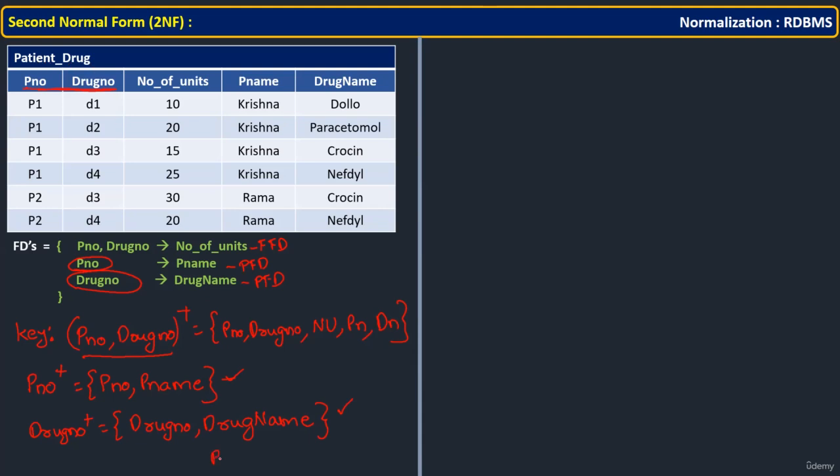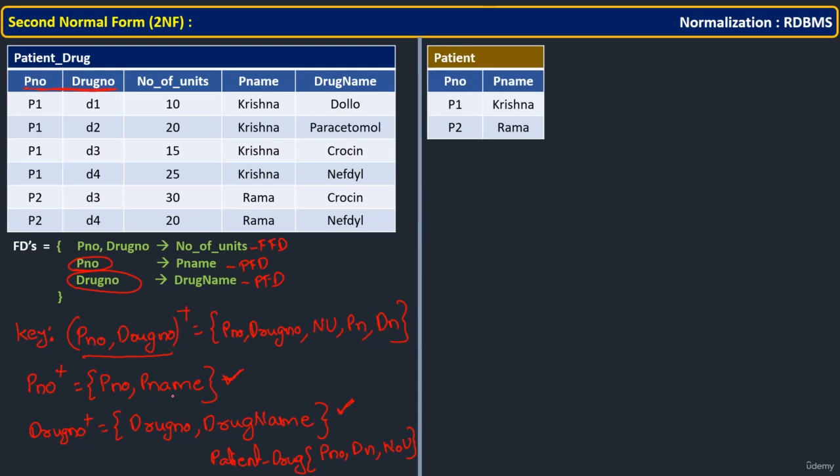So in the patient drug table, of course the primary key will be there, P number, drug number. I'm just writing a shortcut. Now here and here, the attributes not covered are what? In this and in this, the not covered attribute is number of units, that we are going to have here. So totally it became 3 relations actually.